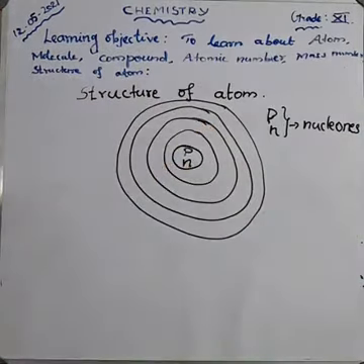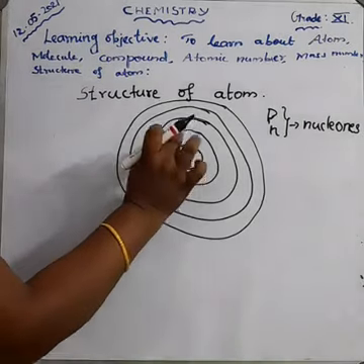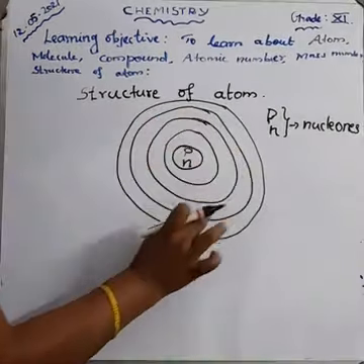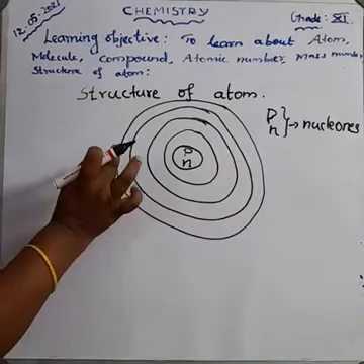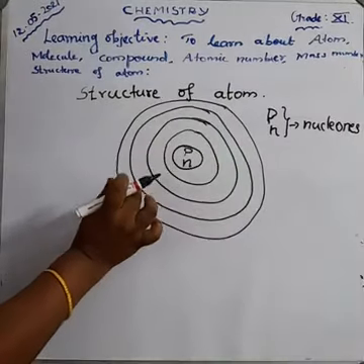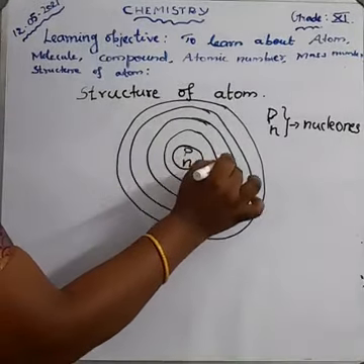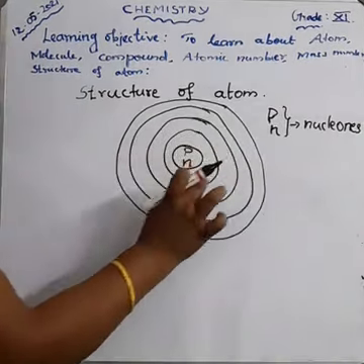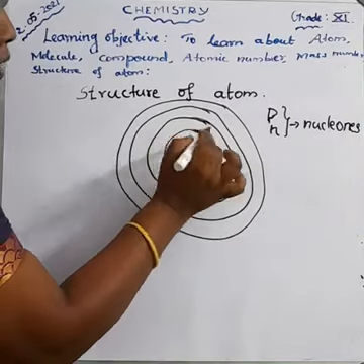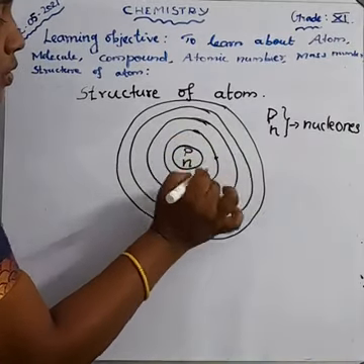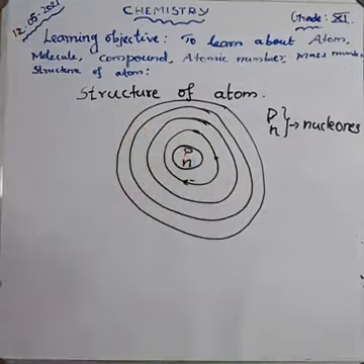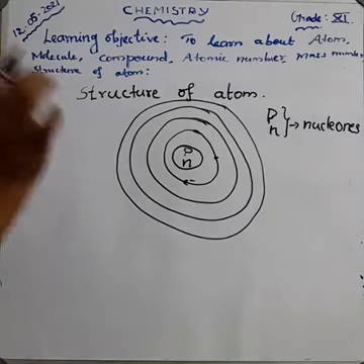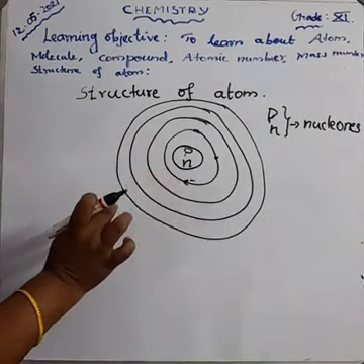And then the electrons. Electrons are revolving around the nucleus in a circular path. We call that the orbit: first orbit, second orbit, third orbit and fourth orbit. And what is the charge of the proton, neutron and the electron?